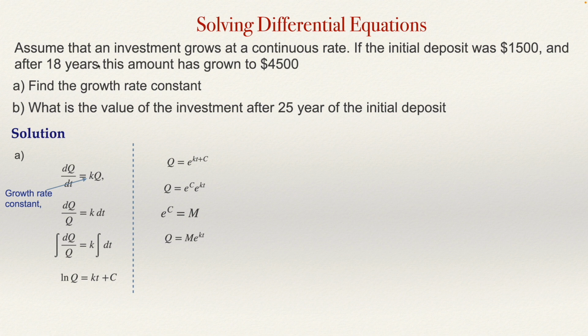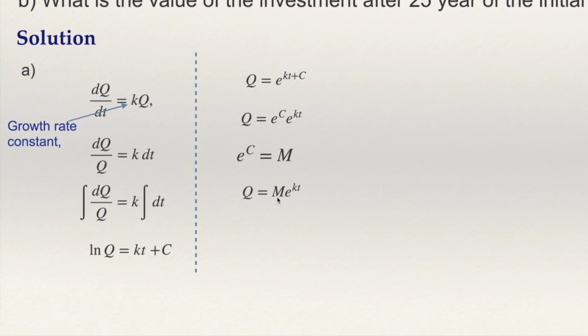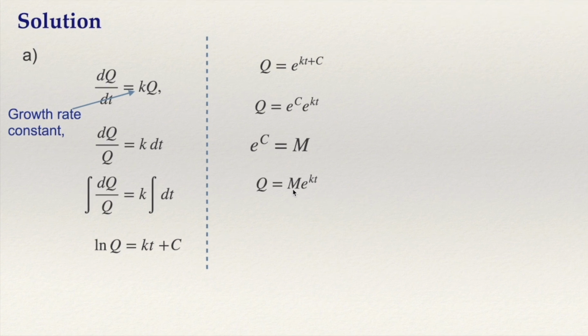And here we have another situation after 18 years. When t equals 18, the amount has grown to 4,500. So when t equals 18, q equals 4,500. That will give me another equation. So we get two equations with two unknowns, and we can get the two unknowns.